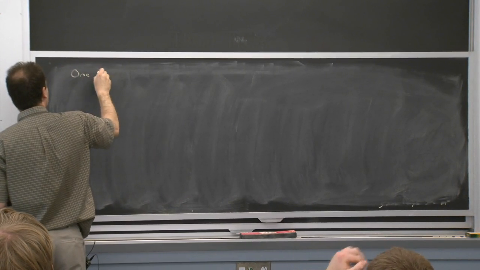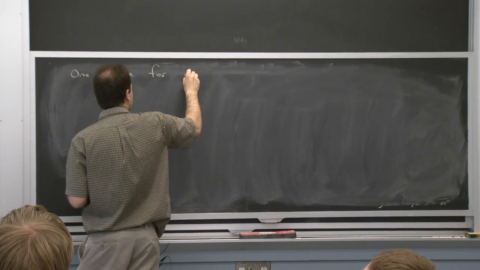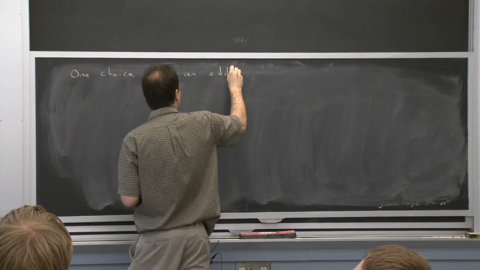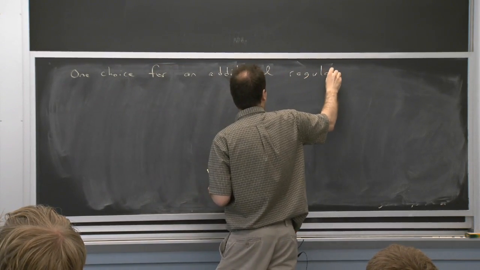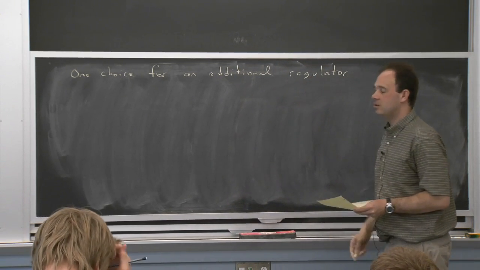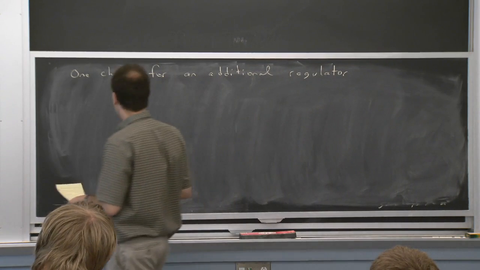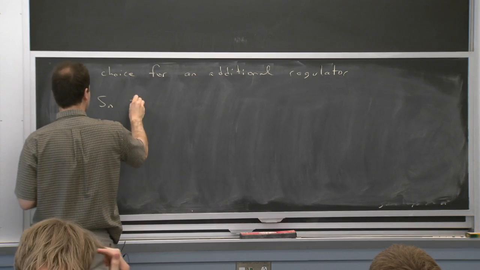So one choice for an additional regulator is the following. If you think about where these divergences came from, they came from the Wilson lines. So what you really need to do is regulate the Wilson lines. And you can do that as follows.